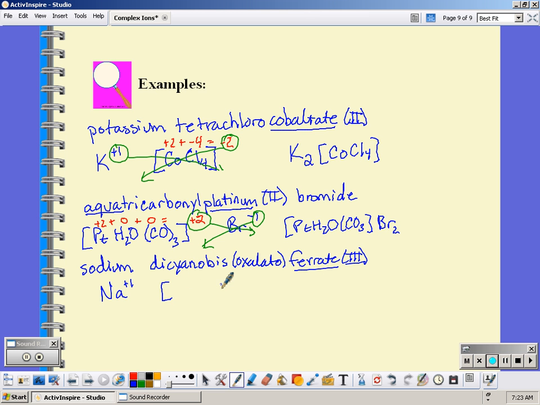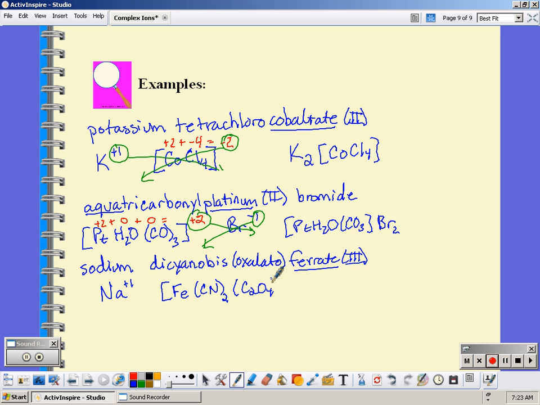And then I look at my ligands. I have dicyano, I know cyano is CN, and I have 2 of those. And then I have oxalato, which is one of those common polyatomic ions, oxalate, so that would be C2O4. And bis would be 2.